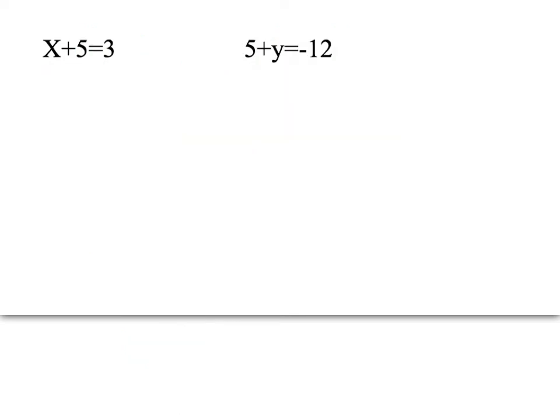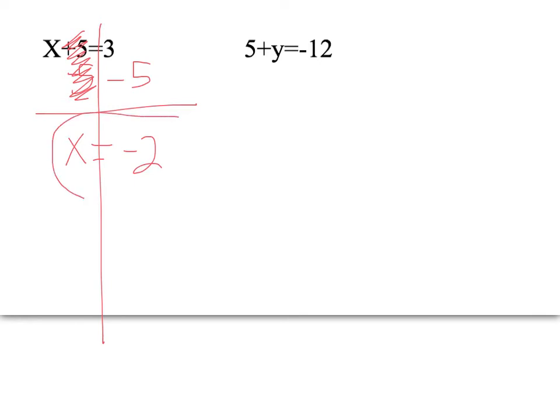Alright, these next examples are addition problems. If you look, this says x plus 5. Okay, draw a line down your equal sign. The opposite of a plus or an addition problem is subtraction. So we are going to subtract 5 from both sides. 5 minus 5 is 0, leaving you with x all by itself. And 3 minus 5 is negative 2. So that's your answer.